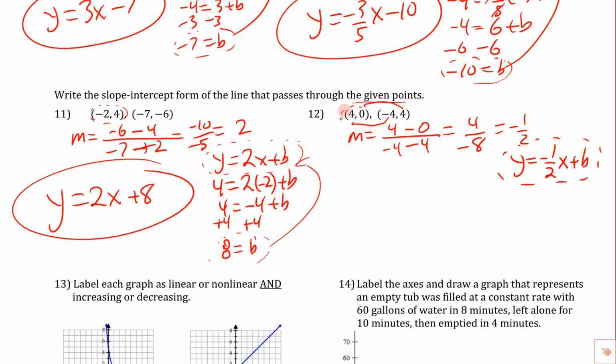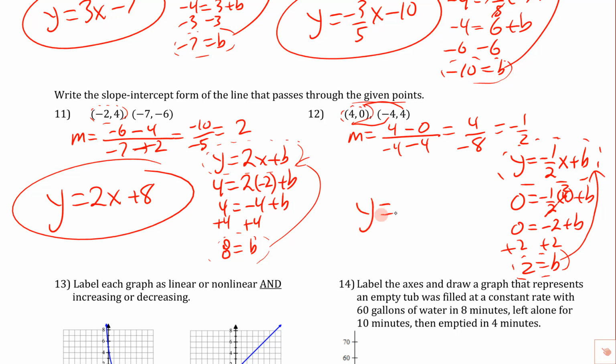This one is definitely the easiest one because it's got a 0 and they're all positive. So we get a 0 when we plug in a 4. So x is 4, so let's cross cancel those. This is 0 equals negative 2 plus b, so we're going to add 2. So we're going to get 2 equals b. Now we're going to take that and plug it in here. So we get y equals negative 1/2 x, and then the b was a 2. So circle that and we've got our answer.